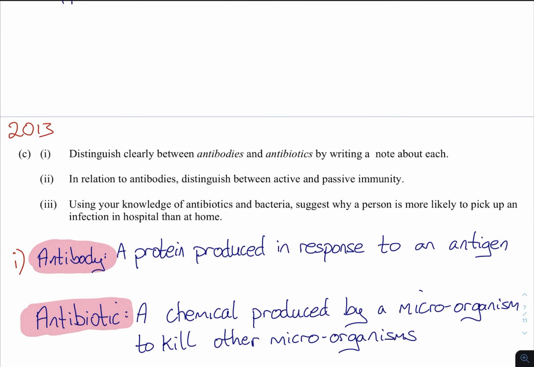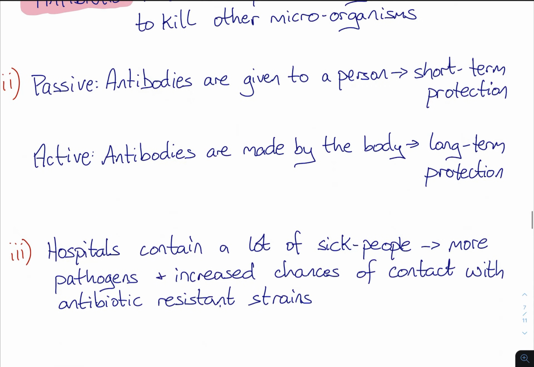Using a knowledge of antibiotics and bacteria, suggest why a person is more likely to pick up an infection in a hospital than at home. Well, that's because hospitals contain sick people, which means there's going to be a greater quantity of pathogens about. If you're in a hospital, you have increased chances of coming in contact with these people. And also, you often hear of hospitals getting outbreaks of antibiotic resistant strains. So it's definitely better to stay away from hospitals as much as possible because the risk is actually quite serious.